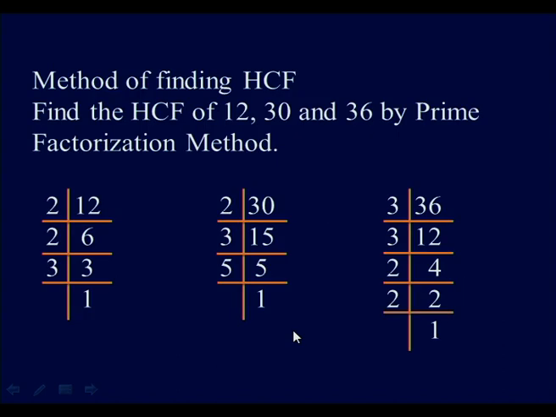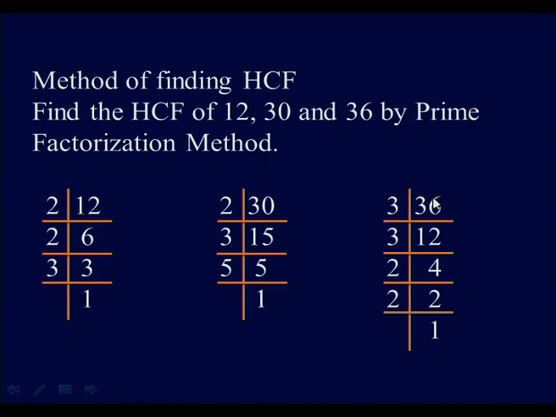Method of finding HCF. To find the HCF by prime factorization, let us take an example here: 12, 30 and 36. First, we will factorize 12. 2 sixes are 12. Next, 6 is divisible by 2. 2 threes are 6. Next, 3 ones are 3. Similarly, 30. 2 fifteens are 30. 3 fives are 15 and 5 ones are 5.